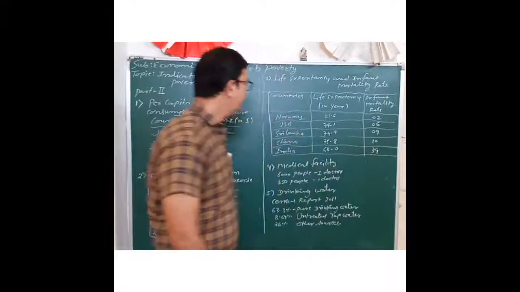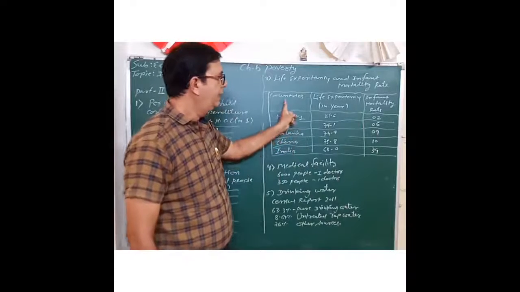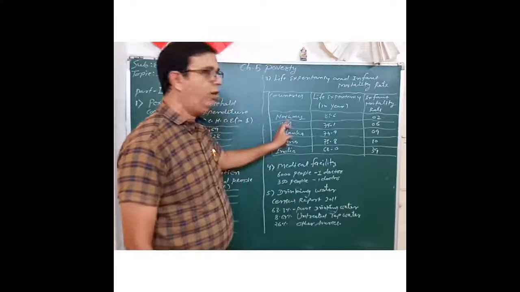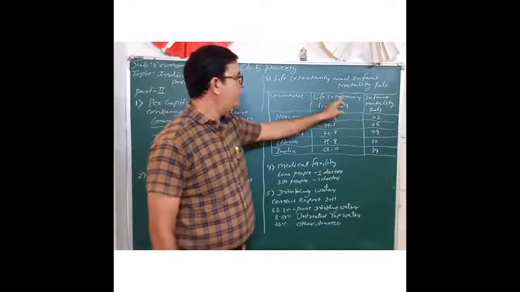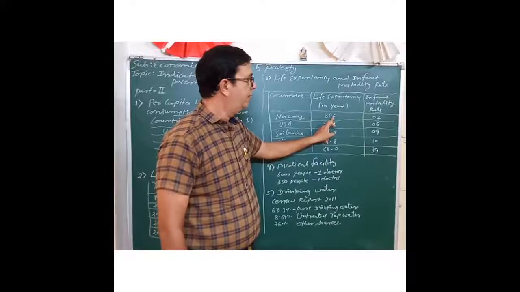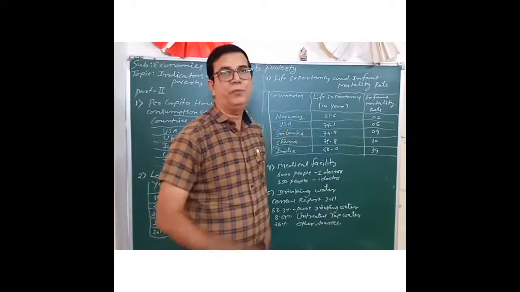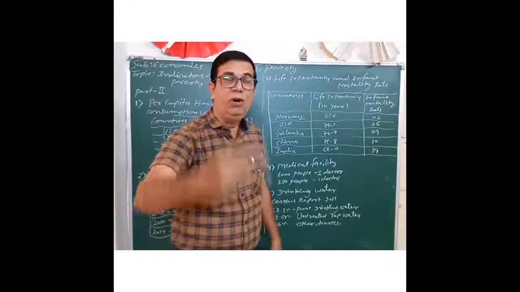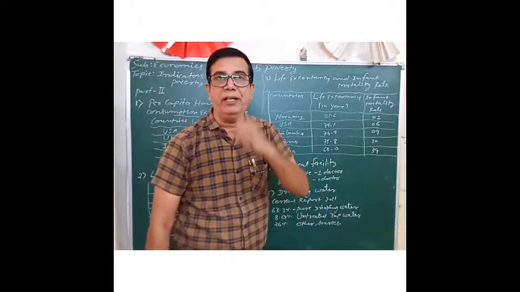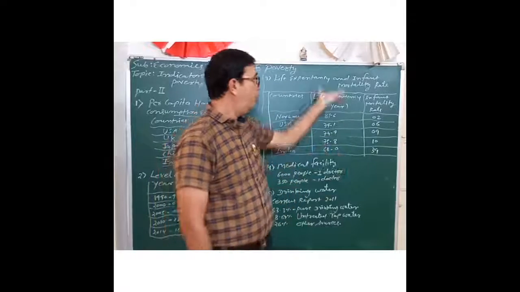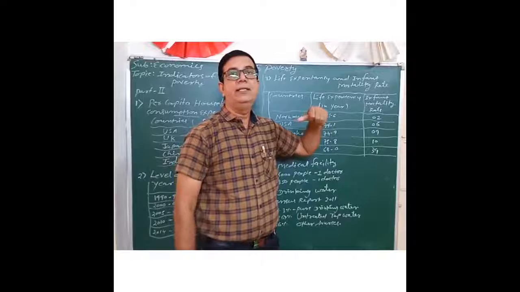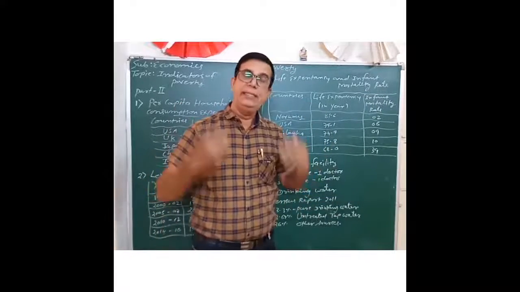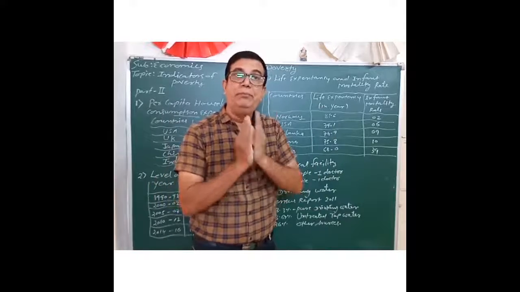See the example, here is a country, life expectancy and infant mortality rate. In Norway, life expectancy is 81.60 and infant mortality is only 2 per 1,000 children born. Among them, only 2 children died before completing 1 year. Why? Because of more health facilities. Their income is high, and because of that they can get proper meal facilities.